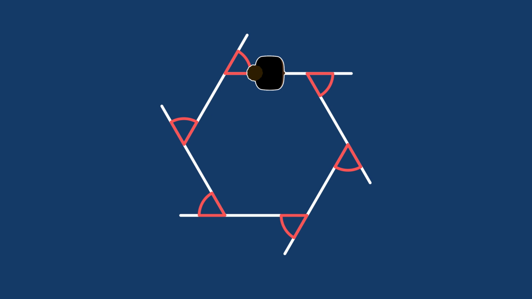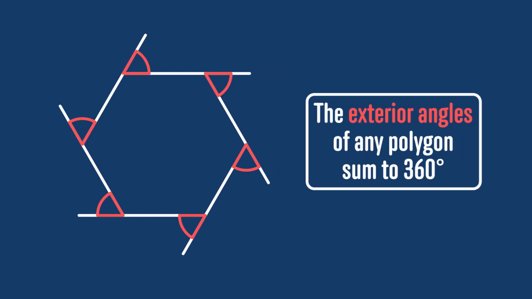There's nothing special about a hexagon here, exactly the same argument would work if you walked around any other polygon. This means the exterior angles of any polygon always add up to 360 degrees. This works for triangles, hexagons, and even our chiliogon with 1,000 sides.